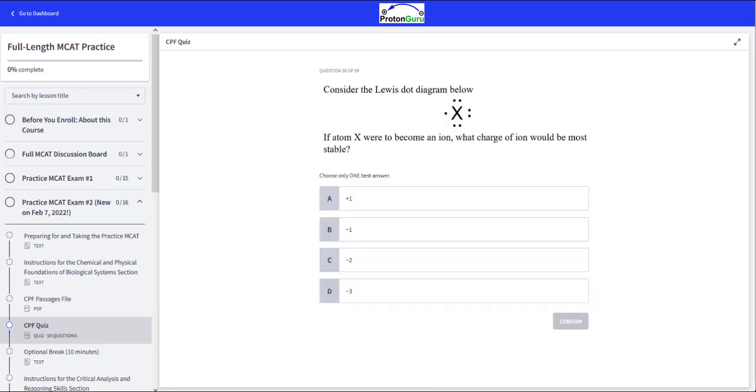Number 56, we consider the Lewis dot diagram below. If atom X were to become an ion, what charge of ion would be the most stable? Remember that atoms tend to pick up electrons to become a closed shell or octet-bearing species. This has 7 electrons. It would pick up 1 more to get to 8. Adding 1 extra electron to a currently neutral atom would make it -1. And that would be the correct answer here.